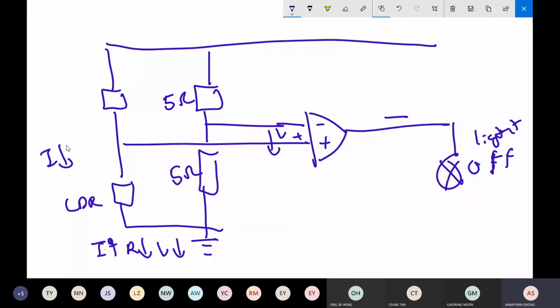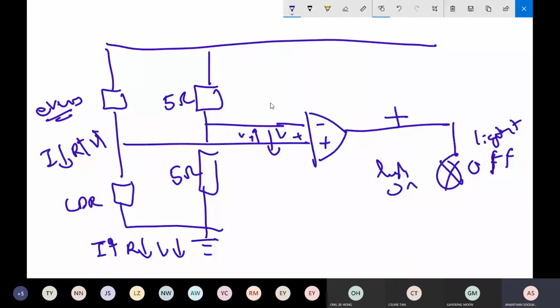Okay, I go for the evening one. In the evening, the intensity drops. The resistance of the LDR rises. The voltage across the LDR rises, so the output of V positive will rise. So this becomes positive. The light will be on now.